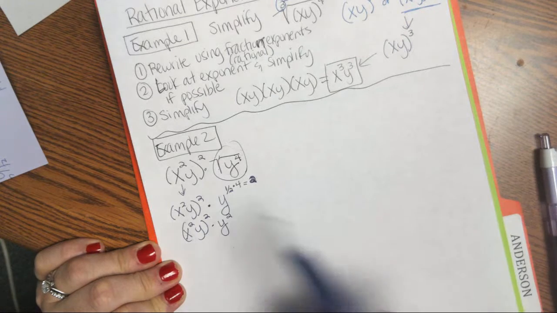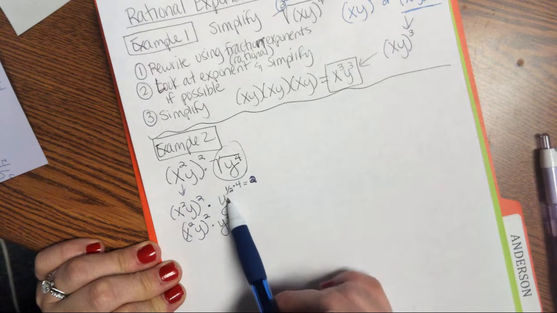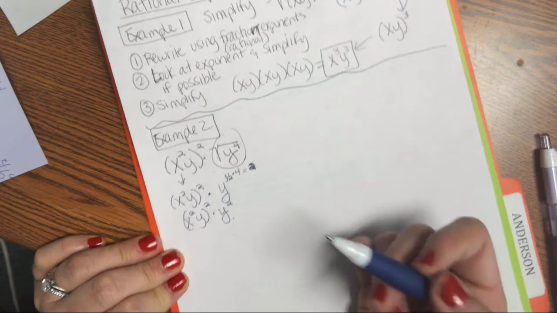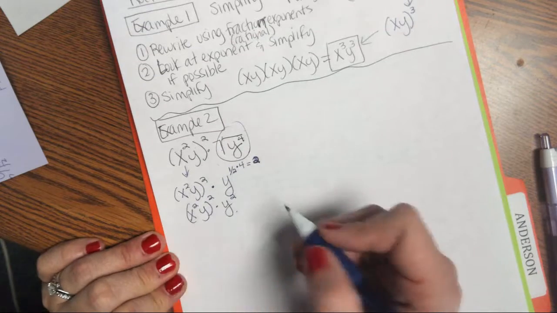All right, so that was step 1, rewriting this as a rational exponent, and we simplified it already. So we've already done those first 2 steps. Now we need to simplify this using our exponent rules.